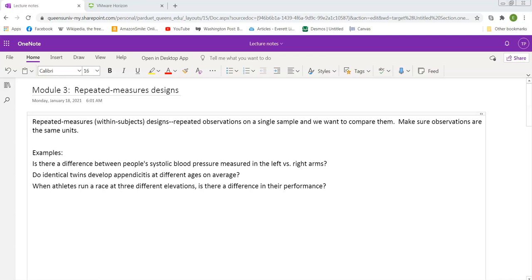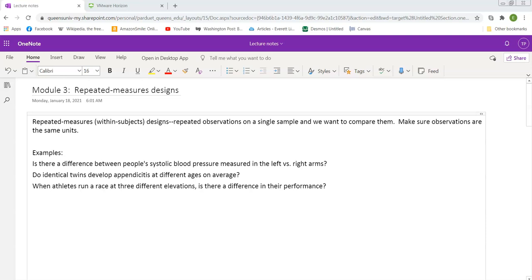Hi everybody, welcome to the first of two lessons from Module 3, which is on repeated measures designs. So let me start by explaining a little bit about what a repeated measures design is.